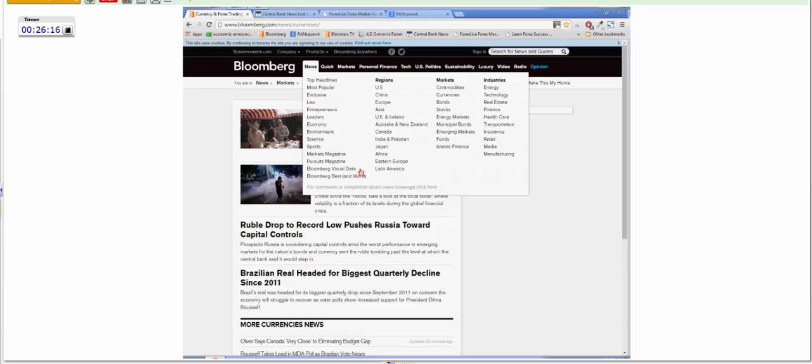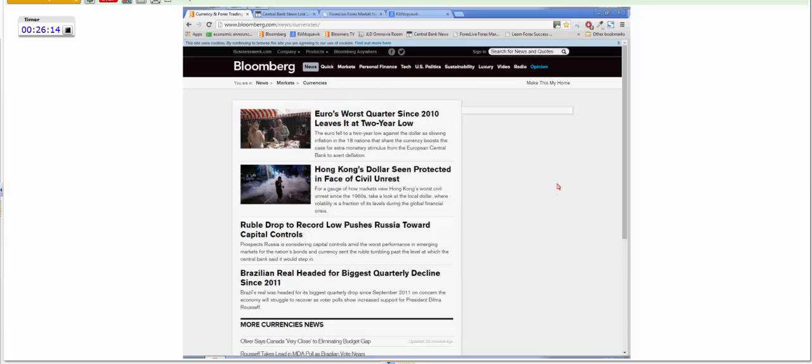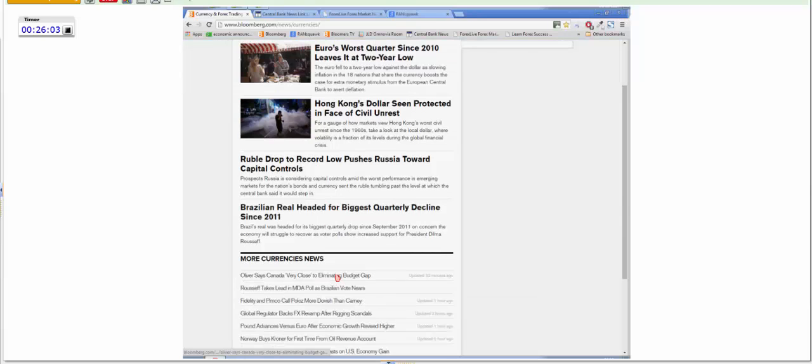Okay. So Bloomberg's the first one. This is Bloomberg. Bloomberg.com/news/currencies. It's free. You can find it. You can bookmark it. All I do is I just read the top 4 headlines every day. Sometimes I look down here and I'll look for headlines that interest me.